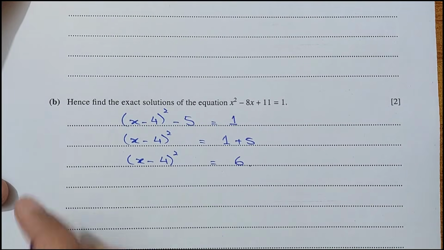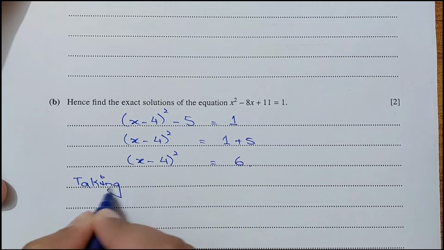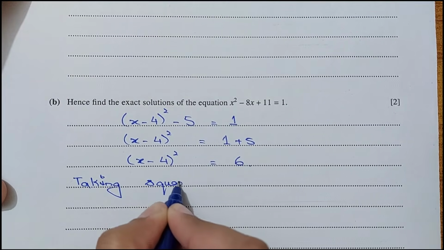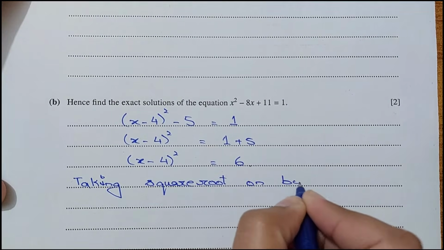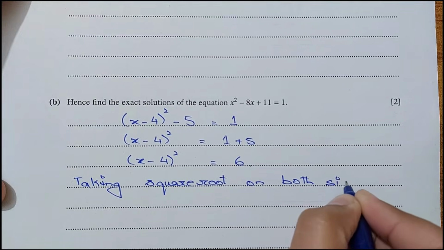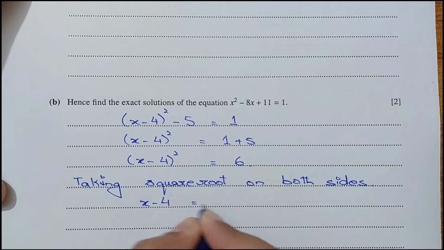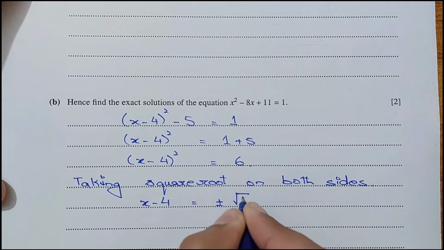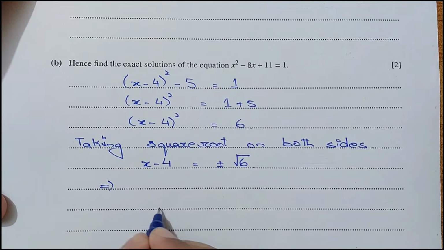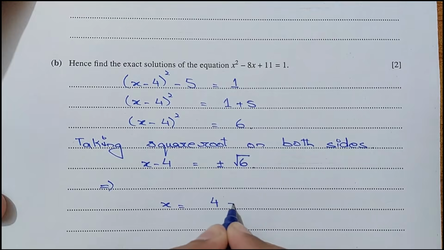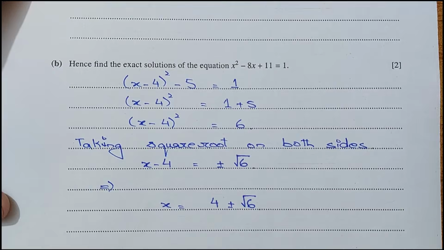Now to get rid of the square, you have to take the square root on both sides. So you have x minus 4 equals plus or minus the square root of 6. Now we have two values for x, so let me simplify: x equals 4 plus or minus the square root of 6. Right, this is the solution.